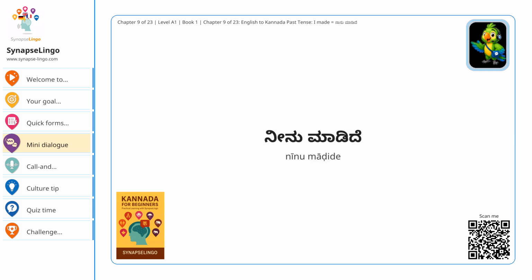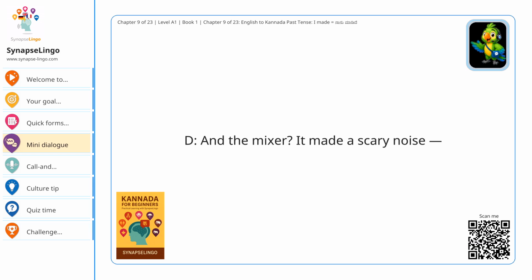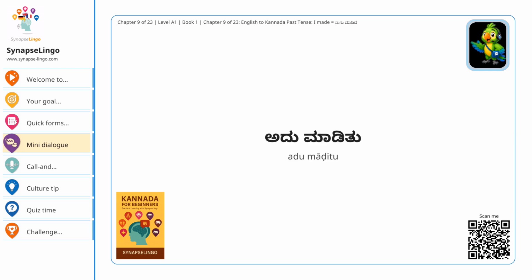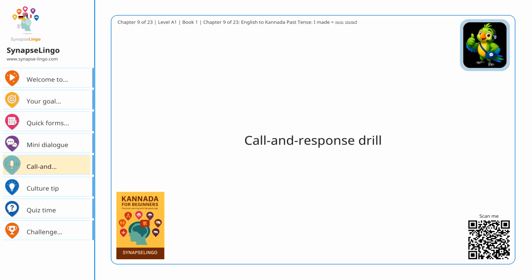ನೀನು ಮಾಡಿದೆ. C: She made the frosting. ಅವಳು ಮಾಡಿದಳು. D: And the mixer? It made a scary noise. ಅದು ಮಾಡಿತು. All: We did it together. ನಾವು ಮಾಡಿದೆವು. You all made it possible. ನೀವು ಮಾಡಿದಿರಿ.